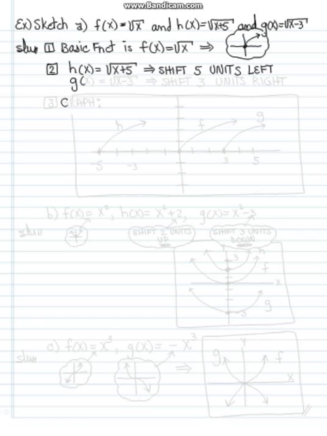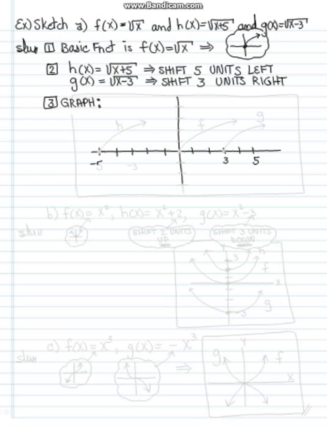G of x is equal to the square root of x minus 3. When we subtract a number from x, we shift the graph 3 units to the right. It's always the opposite direction when you do things with the x value. Okay, so here's our graph. We'll draw our y-axis and our x-axis and put some numbers so we'll know what's going on. You always need to put a few numbers on there so I can follow your logic.